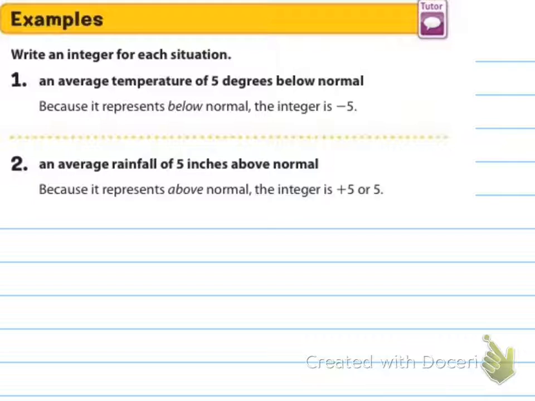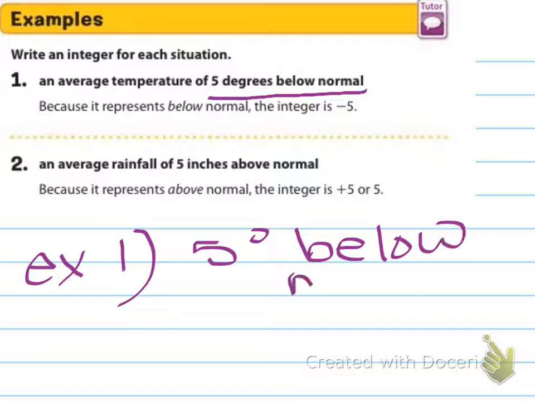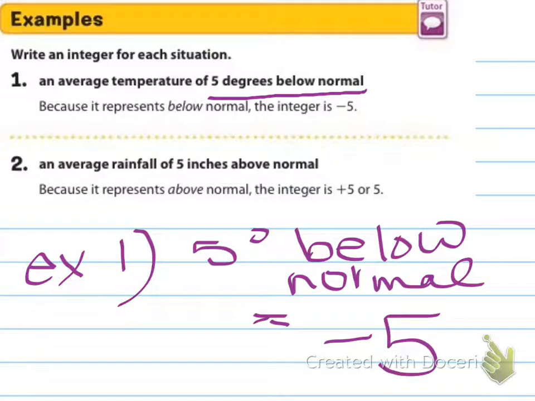All right, now for example 1, say example 1, and I don't need you to write this whole thing, although if you'd like, you can. But the key here is that when it says an average temperature of 5 degrees below normal, that's the important thing. So write 5 degrees below normal, and then we're going to indicate that it would be represented with a -5 because of the word below.